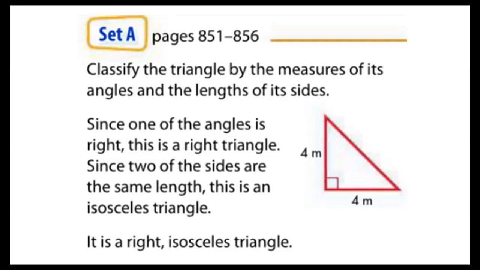Since one of the angles is right, this is a right triangle. Since two sides are the same length, this is an isosceles triangle. Okay, that's easy.